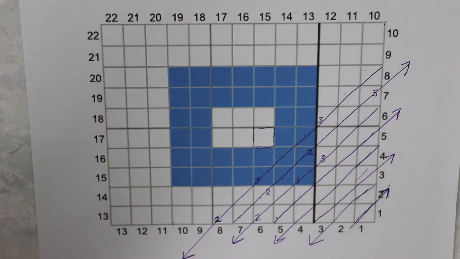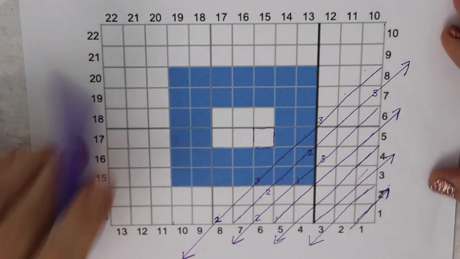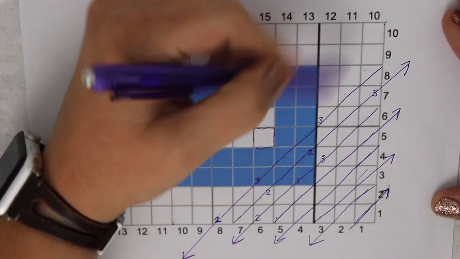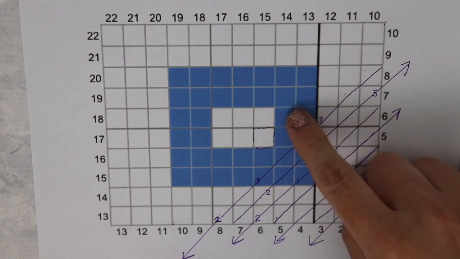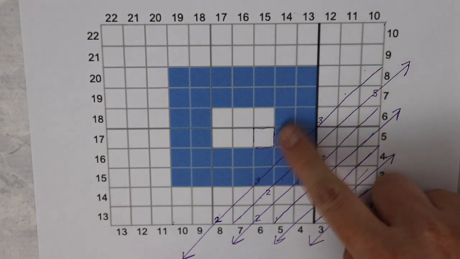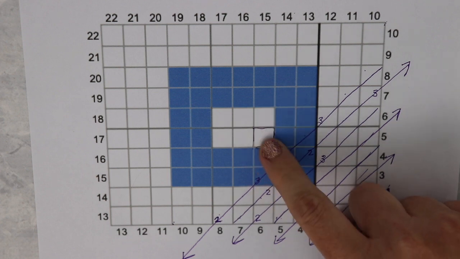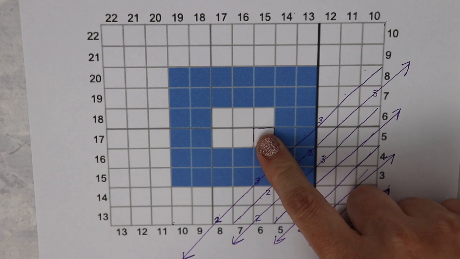So right now would be a good time to pause if you are crocheting along with me and continue this project up until about the middle of row 10. And I'm going to come back after these couple of blue squares right at this color change here where we hit that white square again in the middle.